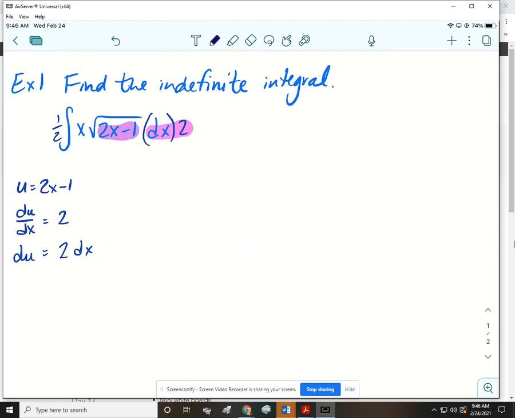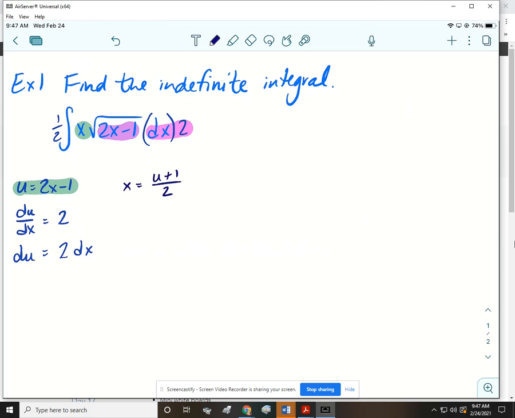And at that point, I only need to have u's. So we have to think, is there a way I can write x as a u? And there is. We can take this equation and solve it for x. So if u is equal to 2x minus 1, x should be equal to (u plus 1) divided by 2. I'll just solve that little equation for x.